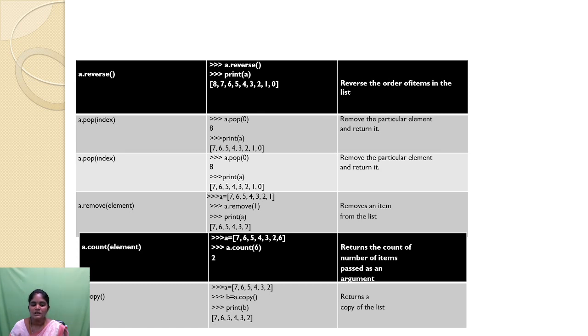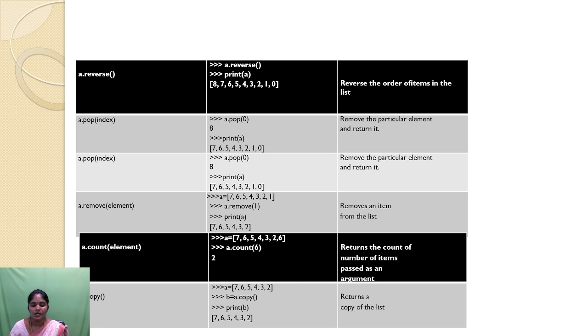Next one is count. Count of an element: here given a list of items, then a.count of 6. What will it produce? Count tells how many times a particular element is repeated in the list. For that we use count. Here I included the input value 6. The count operation will check how many times 6 is present in the list a. That is 2 times, so the answer will produce 2.